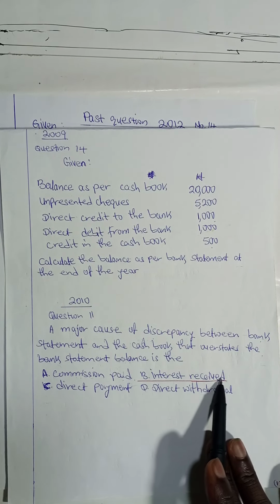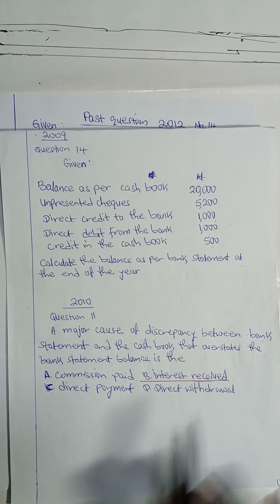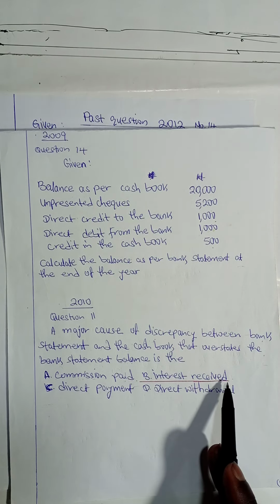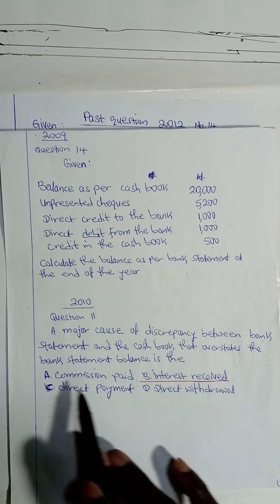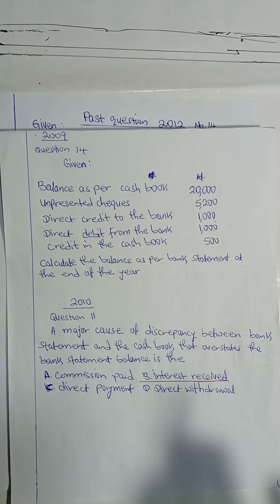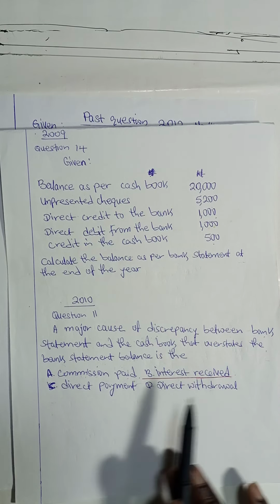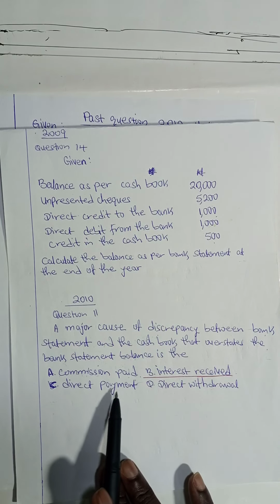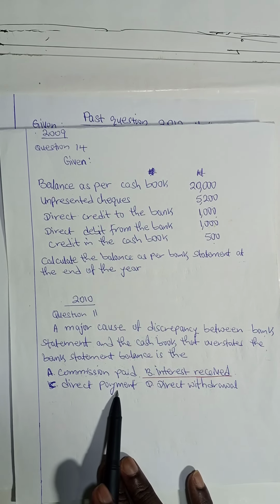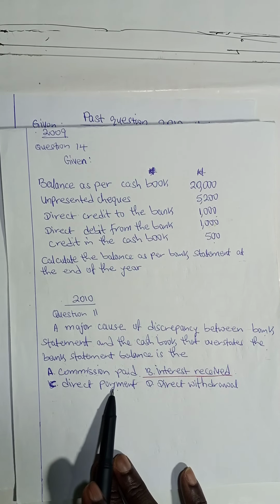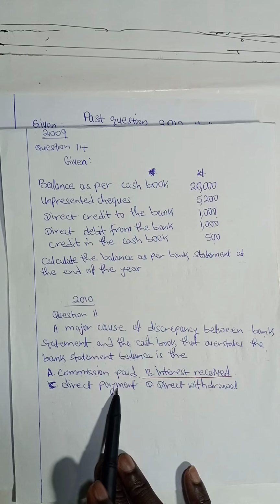So this interest received is a liability to the bank. That means that it's going to overstate the bank statement balance. Interest received is going to overstate the bank statement balance. So direct payment, we can say this one is an example of standing order. So this one can never overstate the bank statement balance.